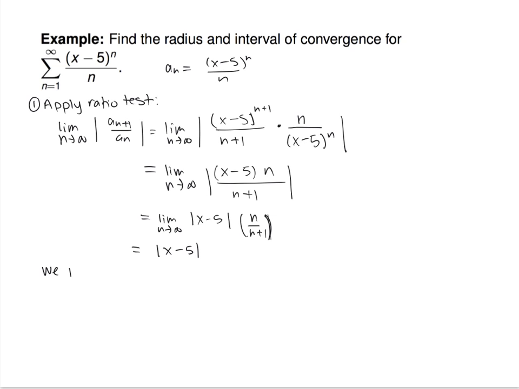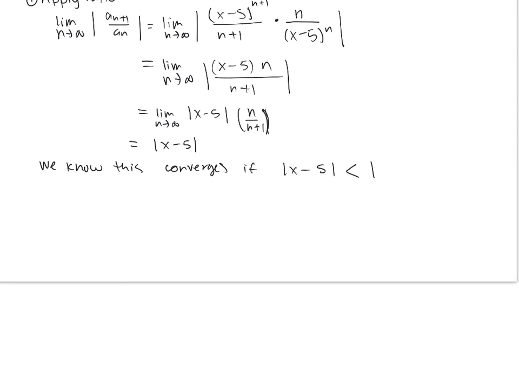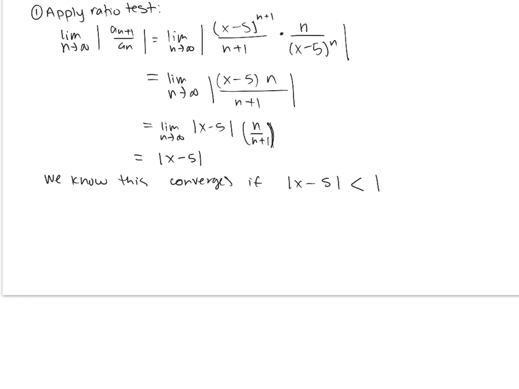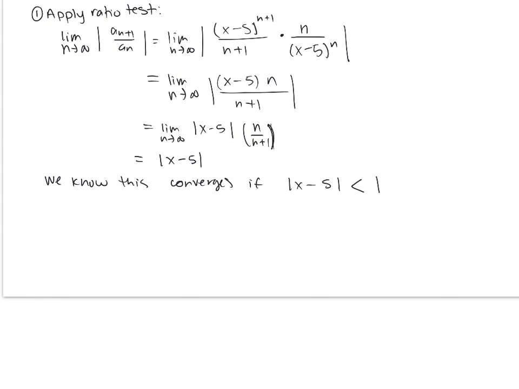So we know this converges if the absolute value of x minus 5 is less than what number? 1. Where did that 1 come from? The n over n plus 1 thing? Nope, not that. When do you have convergence with the ratio test? Your convergence with the ratio test is when your limit is less than 1. Now look, this is the whole x minus c is less than a number. This tells you that your radius of convergence, r, is equal to 1.